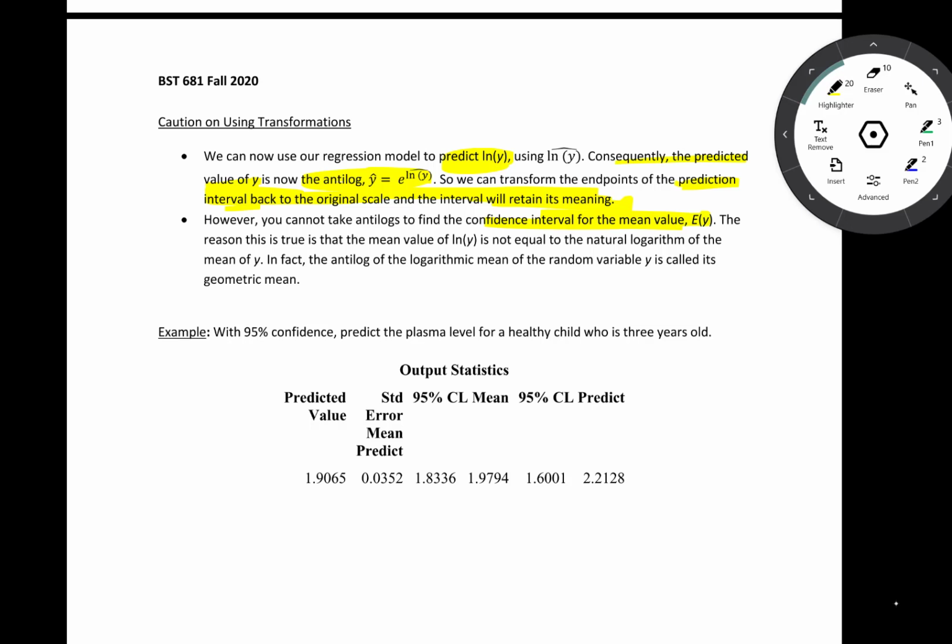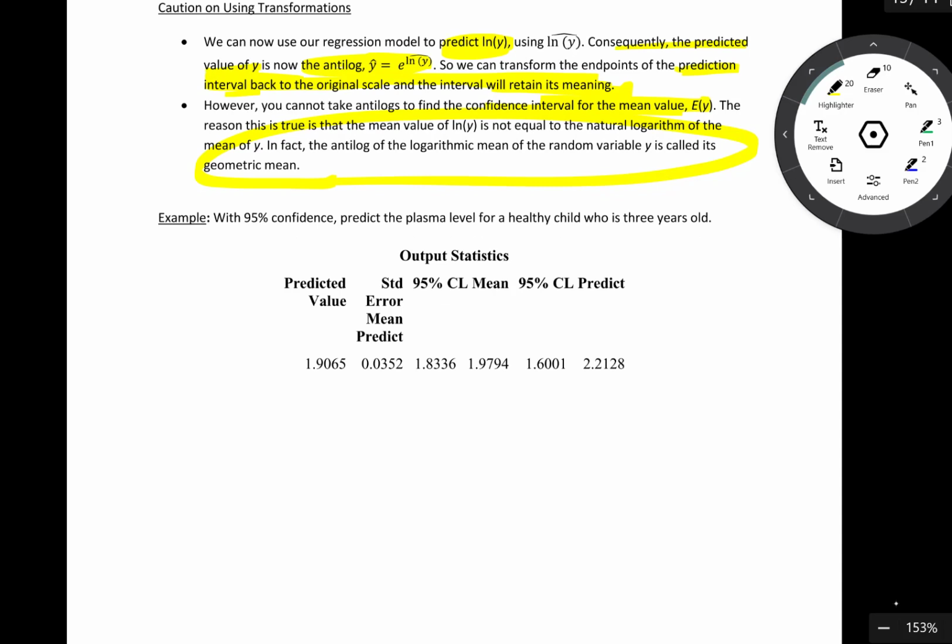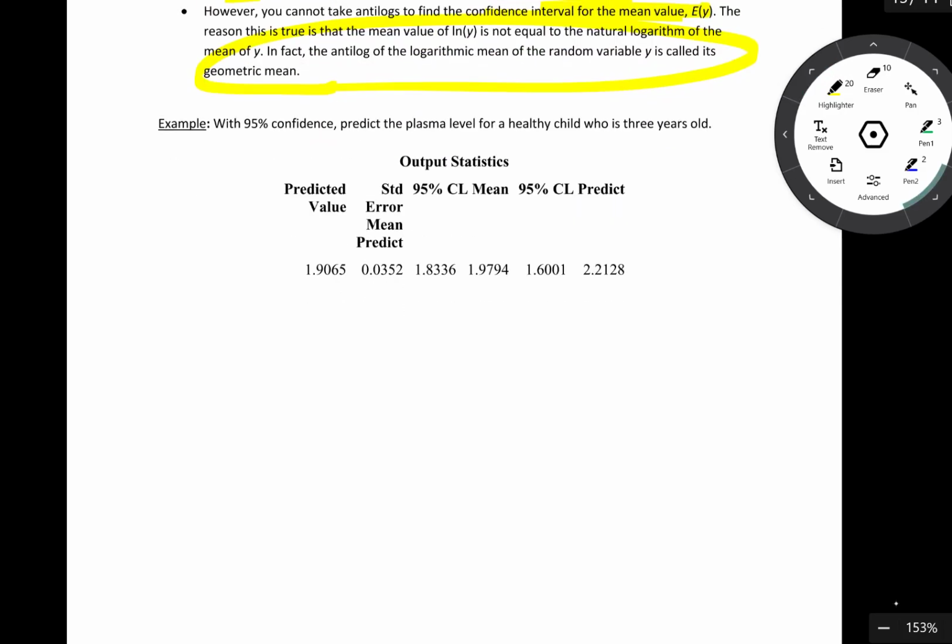If you use a transformation and you fit your regression model, you can still find confidence intervals and prediction intervals, but they're all going to be in terms of the natural log of y. That's what you're going to be predicting, and that's what you're going to be estimating the mean of. You can back transform to y the prediction intervals, but you cannot do the same thing for the confidence intervals. So this is the reason that the mean value of natural log of y is not equal to the natural logarithm of the mean of y. And so this is a very important piece in terms of our predictions. We want to be very careful anytime we take a transformation.